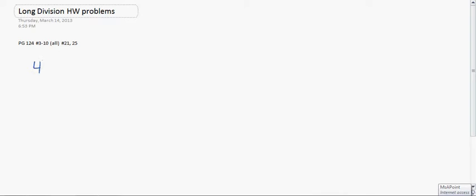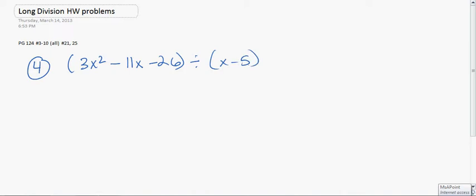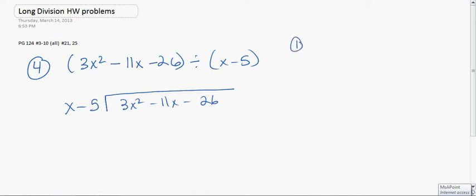So number 4 wants us to divide 3x squared minus 11x minus 26 by x minus 5. So if we're going to do long division, we have to do a couple of things. Let's rewrite the problem first. So the x minus 5 goes outside the box, and the 3x squared minus 11x minus 26 goes inside the box.